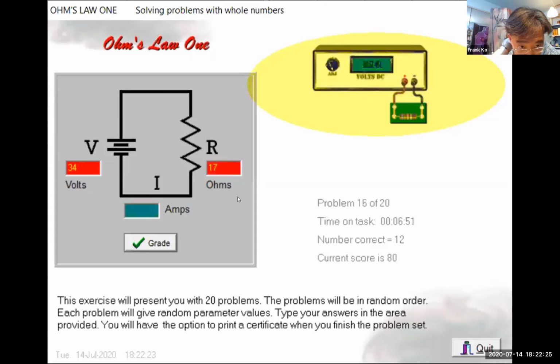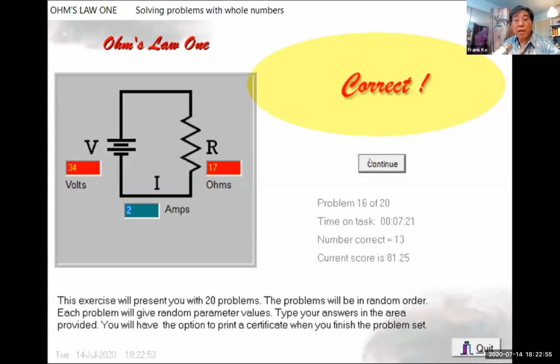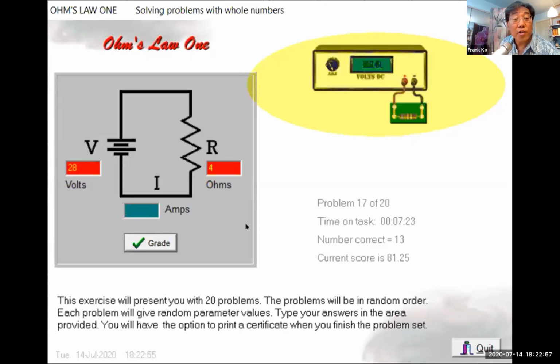Next. Okay, 34 volts, 17 ohms. I need amps. Question goes to Kirsten. 34 volts at 17 ohms. Looking for amperage. Unmute your microphone. Can you hear me? I couldn't hear you. Oh, 2. 2 amps. Cool. Type that in. It's happy. Cool. All right, just a few more to go.